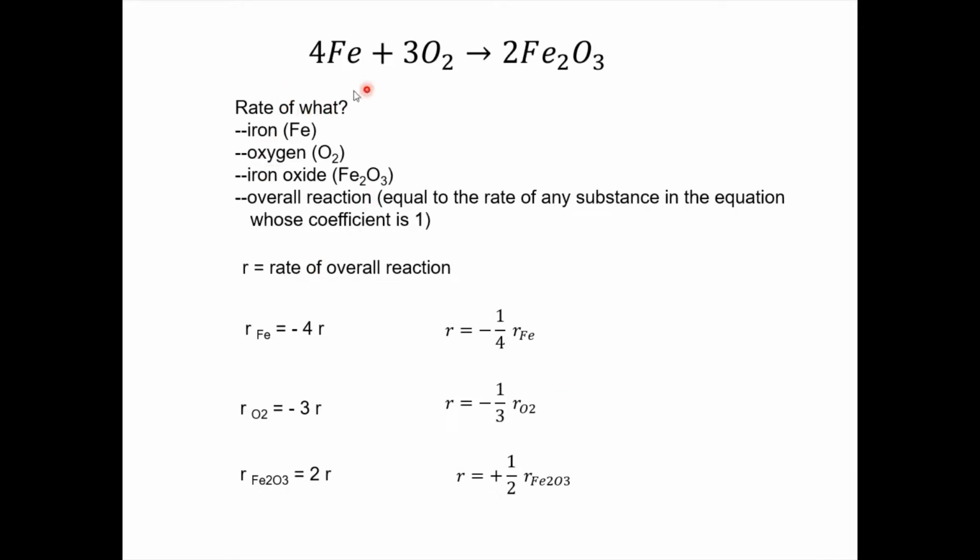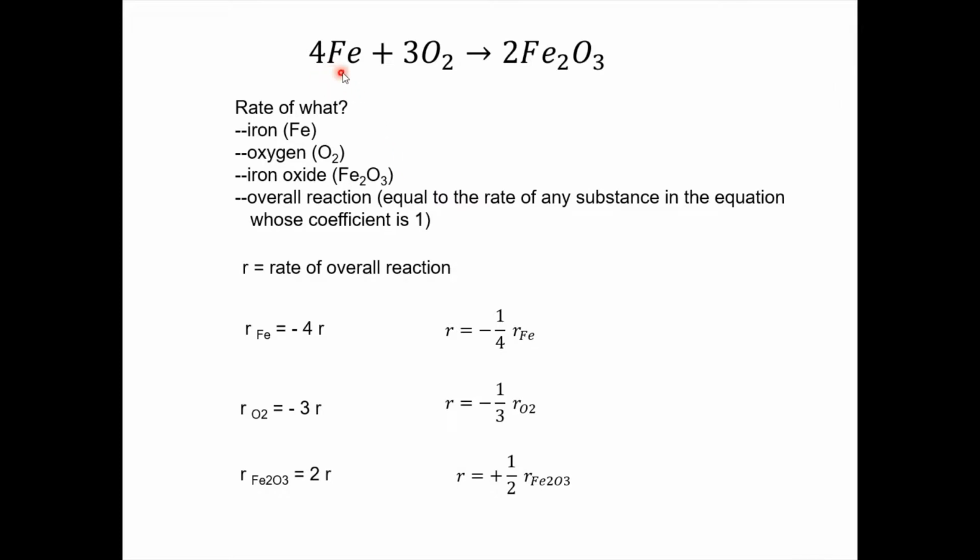If I have this equation, 4Fe plus 3O2 goes to form 2Fe2O3, and I'm given the reaction rate of this reaction, am I looking at the reaction rate of iron? Am I looking at the reaction rate of oxygen, of iron oxide, or of something else? Let me explain first what I mean, and then we'll start trying to put these things together.